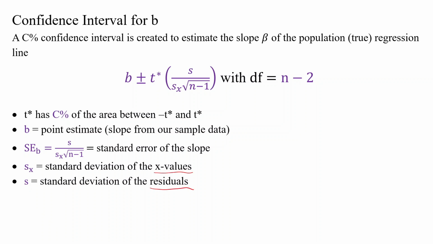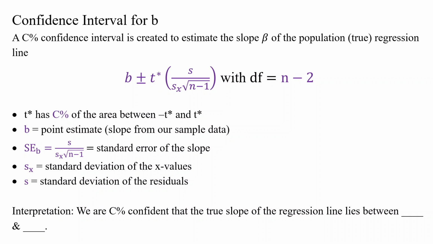So remember, when we use sample data, then we call it the standard error because there is going to be some variation from sample to sample. That's why it's called the standard error of slope, because we're getting S and S sub x through sample data. And then the n minus 1 is going to be underneath the square root now. And our interpretation is the same as it's always been as well. We are C% confident that the true slope of the regression line lies between blank and blank. And you put some context to that.